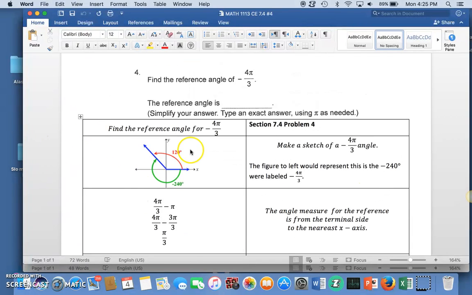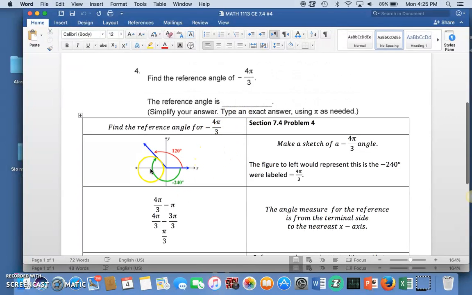And you've got exactly negative 4 pi over 3 drawn here. Negative 240 degrees is the same thing as negative 4 pi over 3. That's negative 3 pi over 3 plus 1 pi over 3 more. This would be what? That would be 60 degrees at 240. And if you subtracted 1 pi from 4 pi over 3, remember 1 pi is 3 pi over 3, you're left with 1 pi over 3.